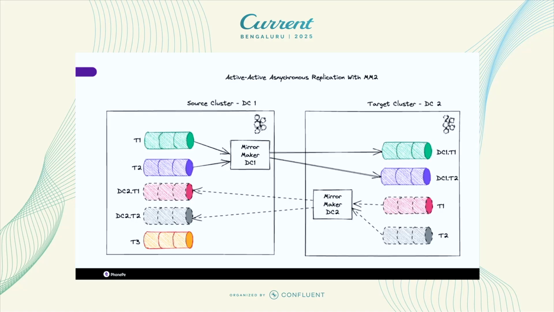Now, this is a diagram which just shows a roughly 10,000-foot view of how MirrorMaker works.